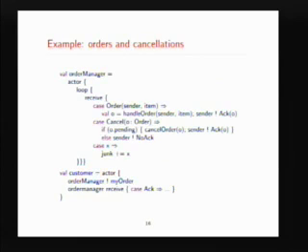So here's an example of an actor written in that style. It's an order manager, an actor which loops and repeatedly does a receive. If it receives an order, the order would have a sender and an item, and you would handle it and send an acknowledge back to the sender. There would be similar things for the cancel case.